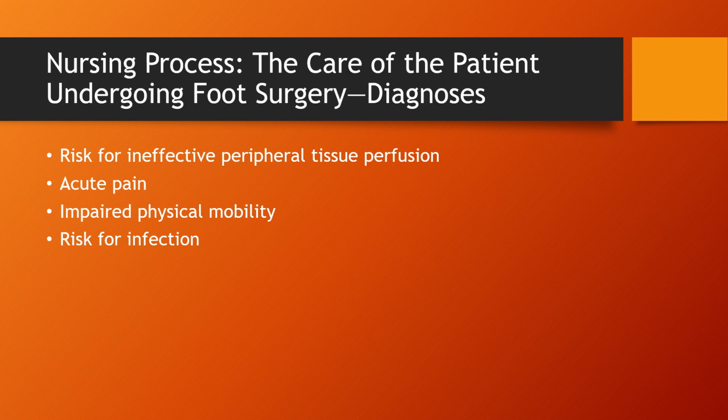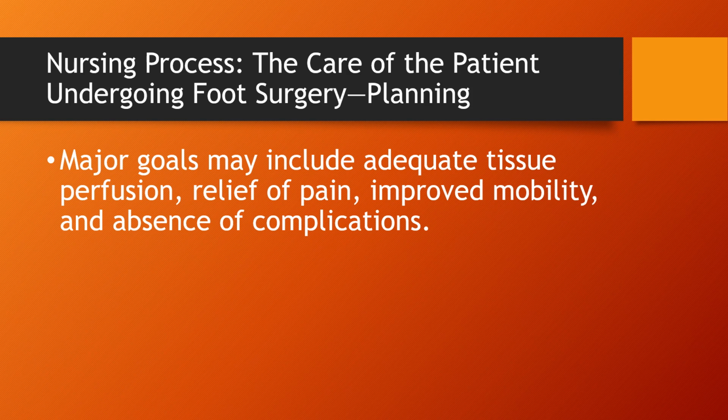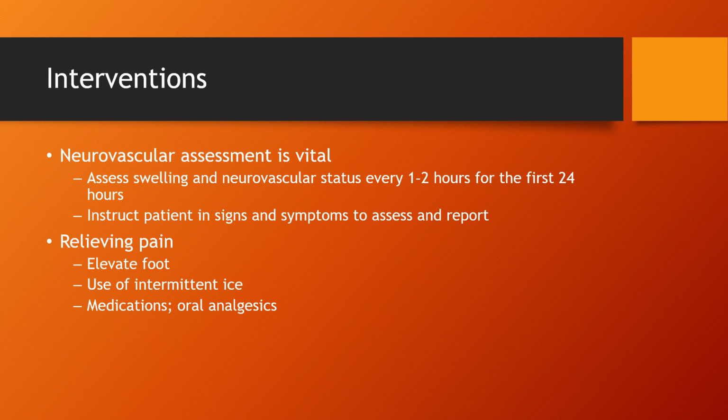So the diagnoses, I've kind of gone through these before, but risk for ineffective peripheral tissue perfusion. Peripheral tissue perfusion is big. Again, you have to have good assessment of that and intervene right away. They're going to have a lot of pain. There's a lot of pain with these surgeries, and they'll be on pain medication, impaired physical mobility, and risk for infection. And again, the major goals: you want to promote adequate tissue perfusion, relief of pain, improve mobility, and absence of infection.